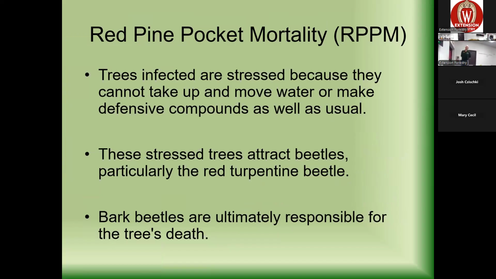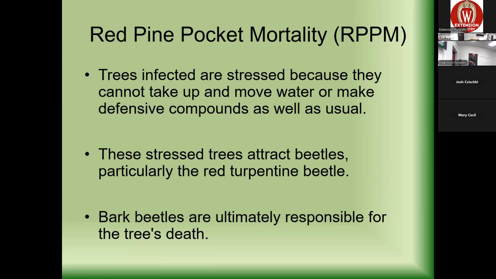fungus are stressed because, again, like the other fungus diseases we talked about, they can't take up water or make defensive compounds like usual, that real heavy pitch, sap. So these stressed trees, again, it's a common theme, stressed trees, sort of like us, when we're stressed and really not eating right and running around, it makes us more apt to get sick if something's going around. Same thing here. The stressed trees attract beetles, and then the beetles come, and ultimately it's the beetle that finishes off the tree and kills it.